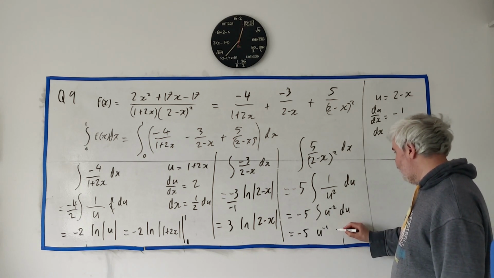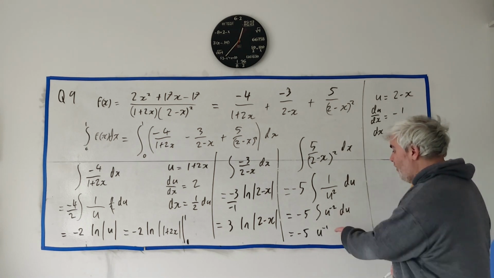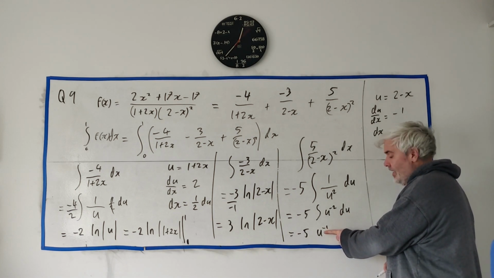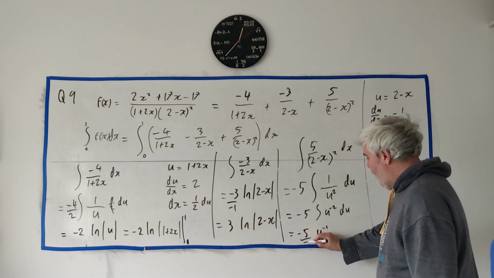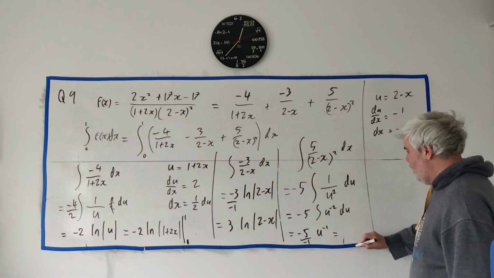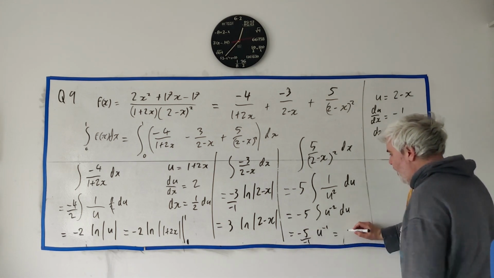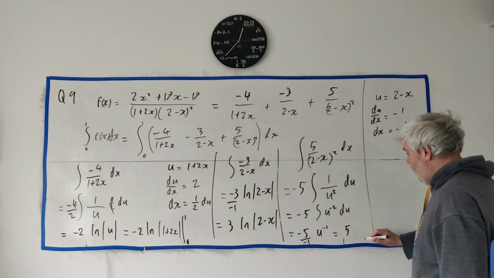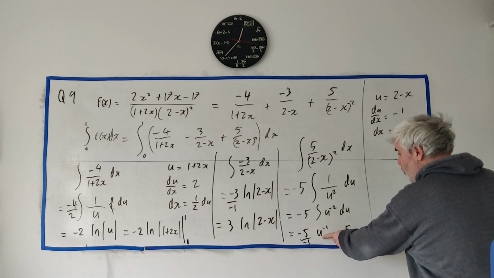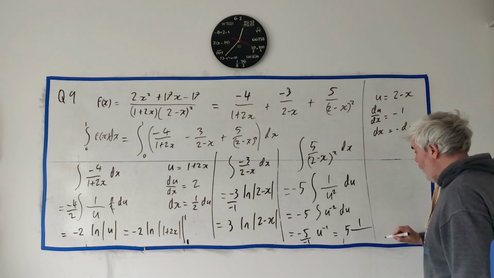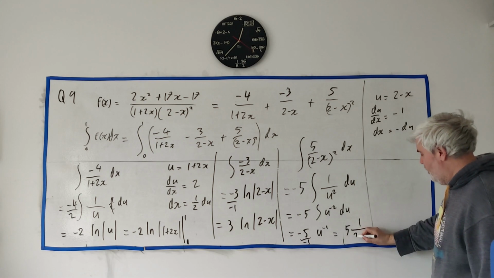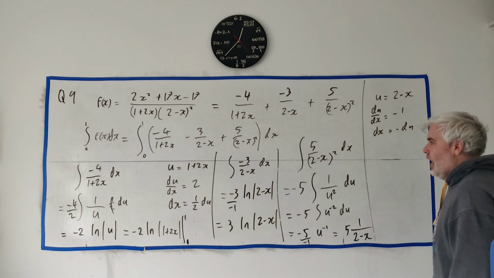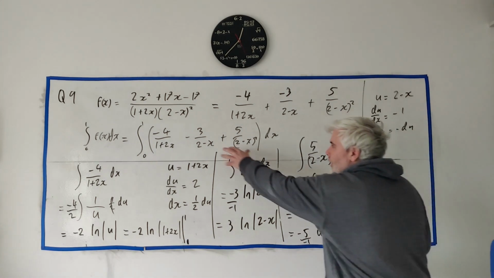And then we end up dividing by this new number. So we divide by that minus 1. So that ends up being equal to minus 5 divided by minus 1, which is 5. U to the power of minus 1 is 1 over u. Well, remember, we know what u is: 2 minus x. Okay, that's all 3 of them done.